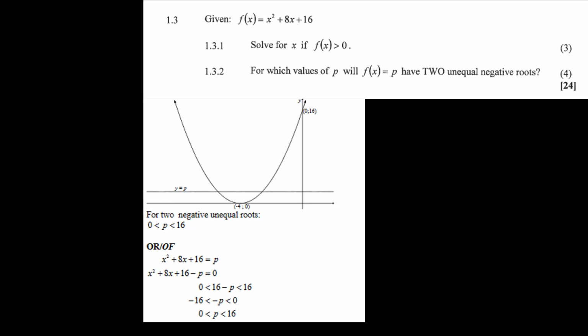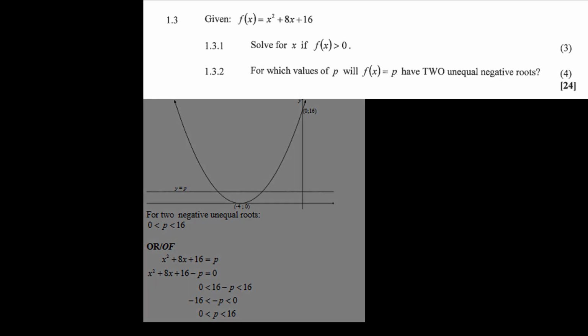Let's just do this algebraically. x squared plus 8x plus 16 equals p. x squared plus 8x plus 16 minus p equals 0. Therefore, 0 less than 16 minus p less than 16, and minus 16 less than minus p less than 0. So 0 is less than p less than 16.